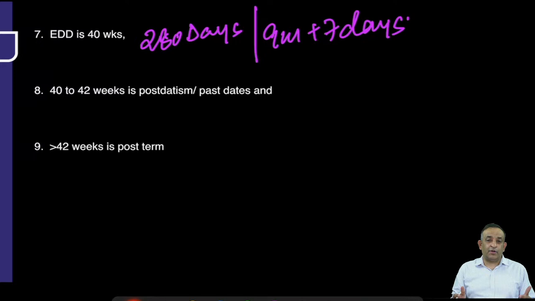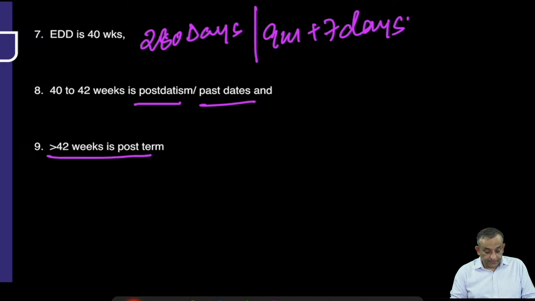They'll not give you 4 and 5 and 6 and 7. That kind of choices are never to be given. They have to be mutually exclusive choices. So mostly you'll get 4% as a choice. Only 4% deliver on the expected date of delivery. Most people deliver before this time. All right. So 40 to 42 weeks is known as post-datism, past dates. And beyond 42 weeks is known as post-term.